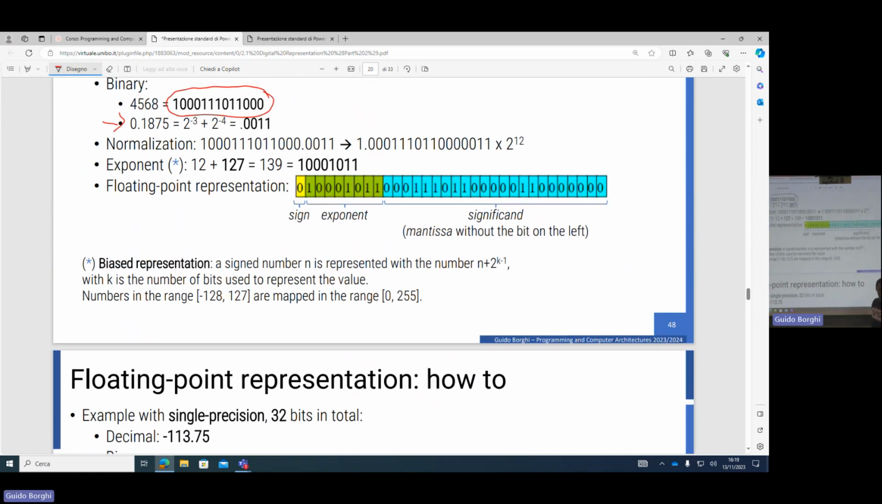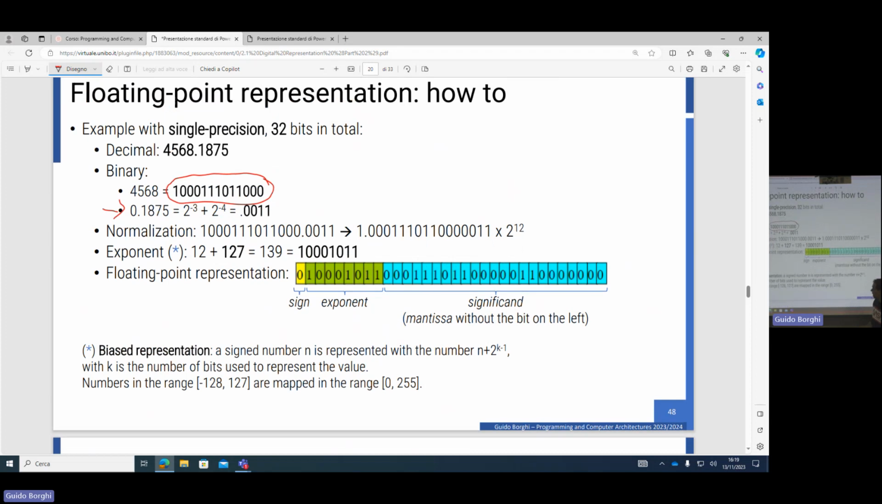Then we have the exponent. The exponent is the binary number that you find here in the final step, and you have to copy 1 0 0 0 1 0 1 1 in the position of the exponent. And finally, you have to put the significand, which is the normalized number, the mantissa. And remember, it's very important to remove the first one.